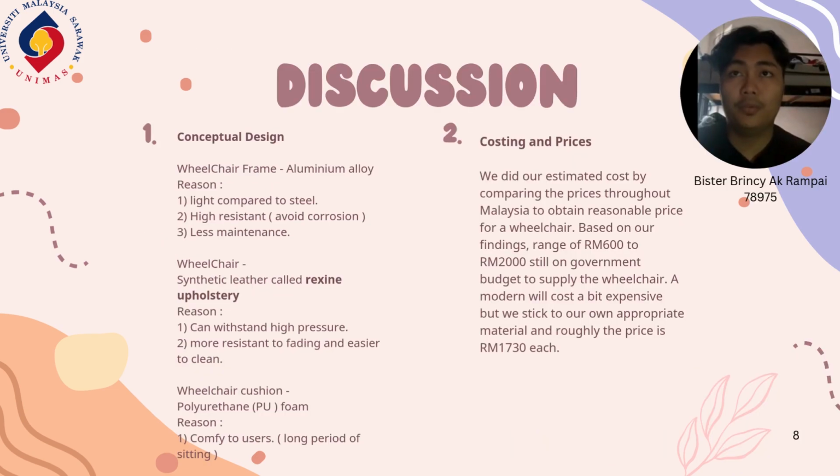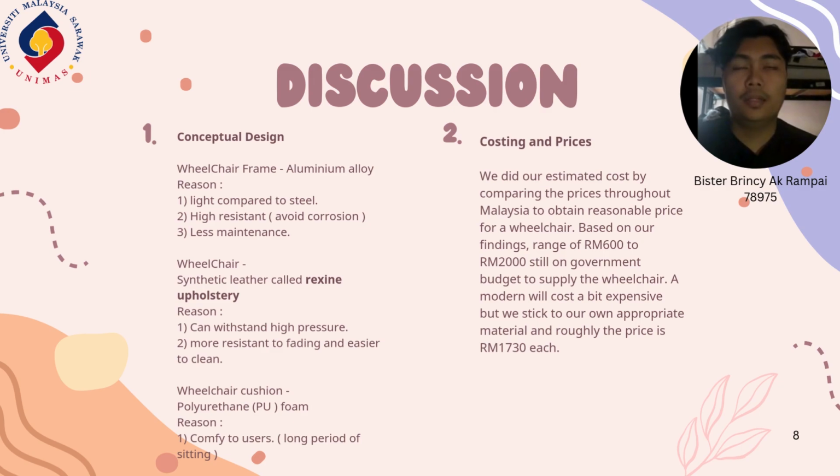For the discussion part, we have three talking points: the conceptual design, costing and prices, and lastly the working model analysis. The first one is the conceptual design. The main material for our wheelchair frame is aluminum alloy. We selected this material because it is anti-corrosion, so it does not need regular maintenance, it has high resistance, and it is lighter than steel.